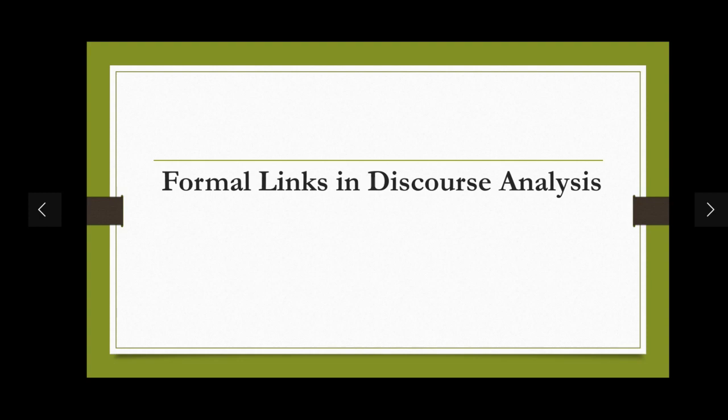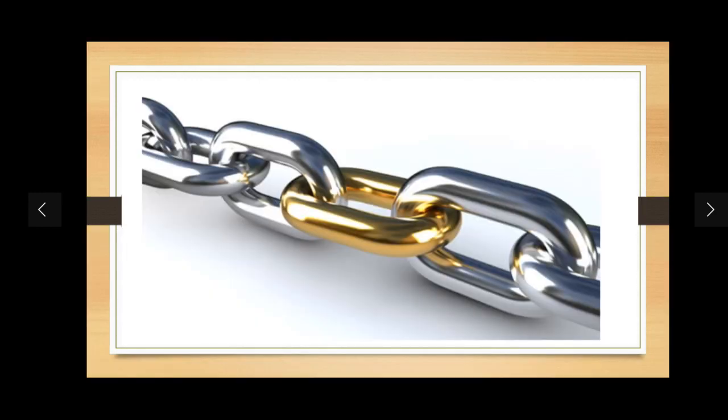In order to understand what formal links are in discourse analysis, you have to focus on this picture for a while. So this is a chain. A chain is a series of metal rings which connect one part with another. Now, if one of the metal rings is missing, the chain breaks down. It doesn't work properly. It loses its strength. It loses its power. So the same is true of discourse also.